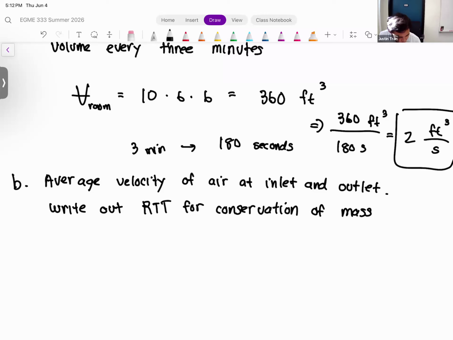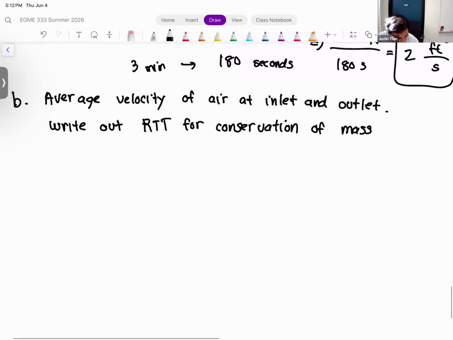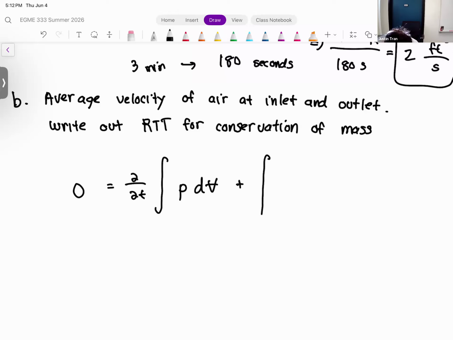Our Reynolds transport theorem for conservation of mass, let's write out the entire expression. We have 0 is equal to the partial derivative with respect to t of the integral of the density integrated over the volume, plus the integral of rho v dot n dA.